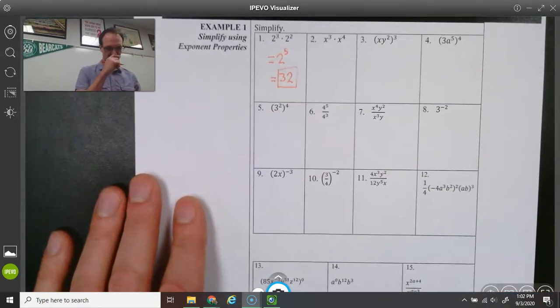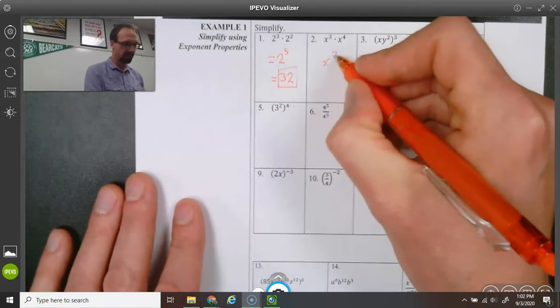The next one, x cubed times x to the 4th. If I add those, same bases, then I get x to the 7th.